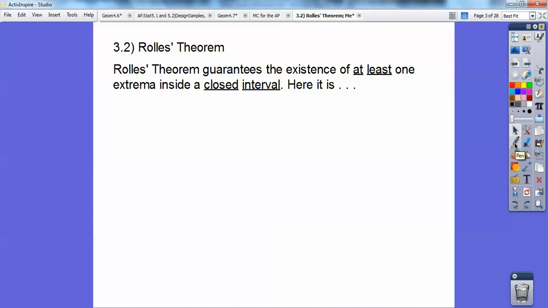Hey folks, Mr. Bullock here, and this calculus lesson is a quickie, you guys. There's two theorems, Rolle's Theorem and then the Mean Value Theorem. Let's go ahead and get started with this.